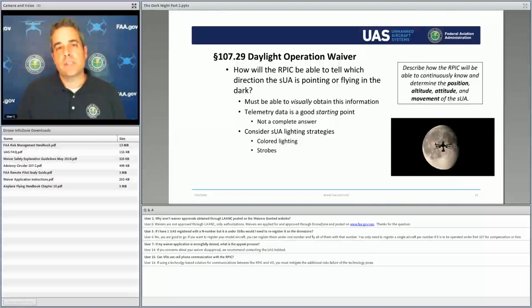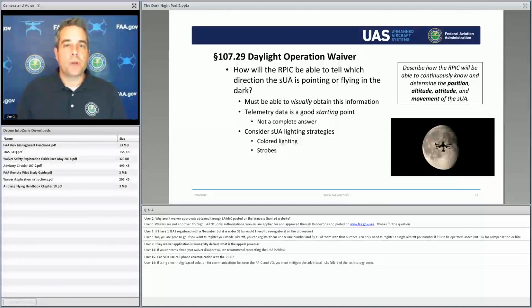So the next waiver safety explanation guideline topic talks about how you as a remote pilot know the attitude, the orientation, the movement, which way your UAS is pointed at night. Because if it's dark, depending on the configuration of your unmanned aircraft, it may be difficult for you to obtain that simply by looking at the vehicle. So a key point to remember in all your night flying is you are not exempt from or not waived from the requirement to maintain visual line of sight.